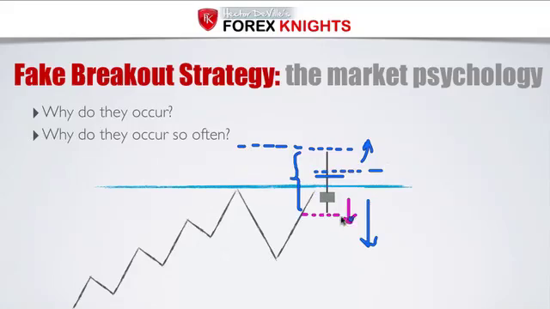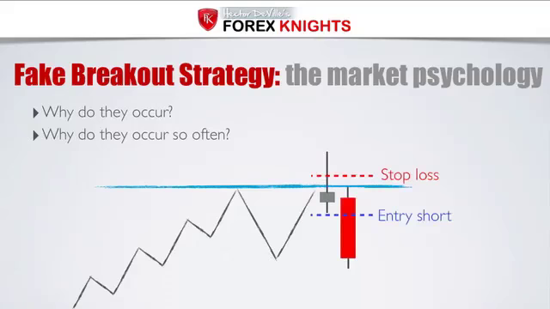So that would be your entry. That would be your reasonable stop loss. And what about your profit taking levels? Well, let me go to the next slide. That would be our entry, that would be our stop loss, and as far as the profit taking level goes, I personally like to follow a dual exit approach. That means I'm going to exit my trade in 2 different steps.